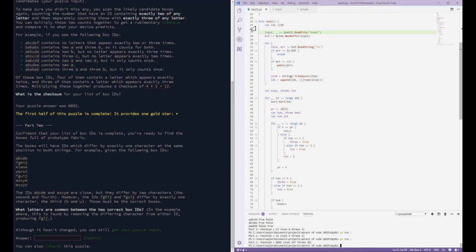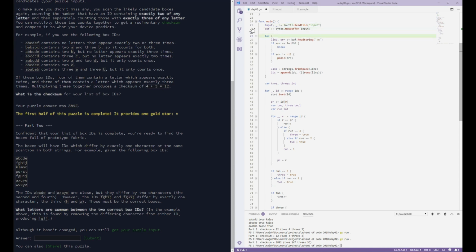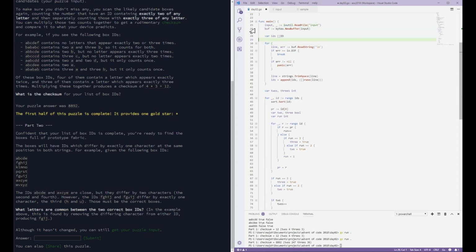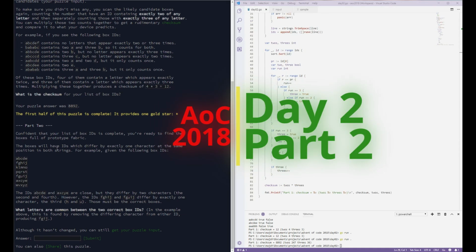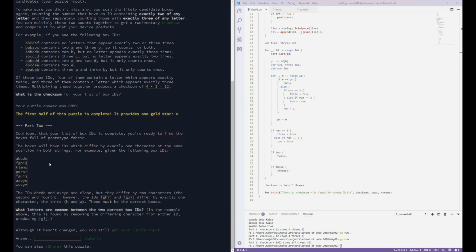Yeah, I want to be able to drag stuff around. It would be nice. Let's just move that down there. Okay, at the same position. A strange way to formulate it.